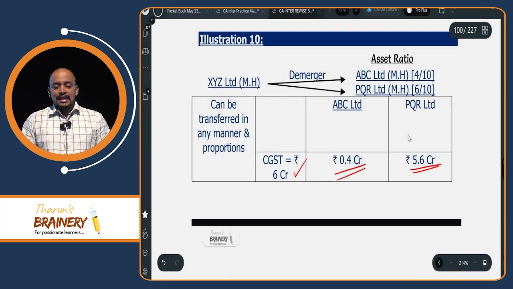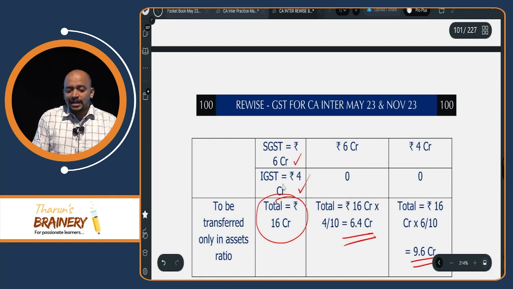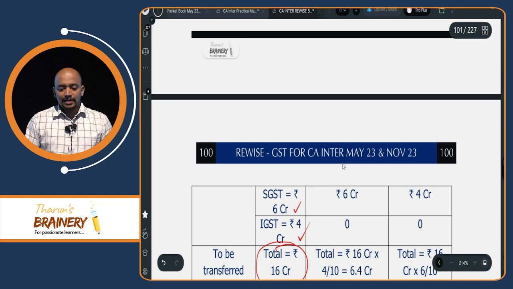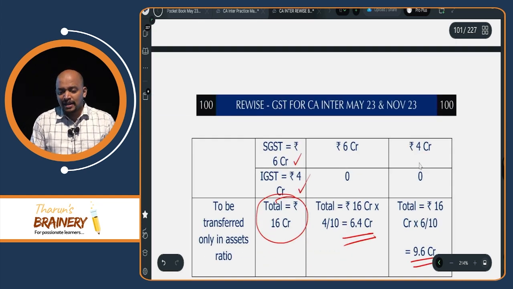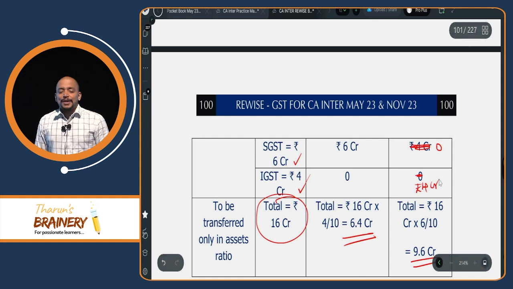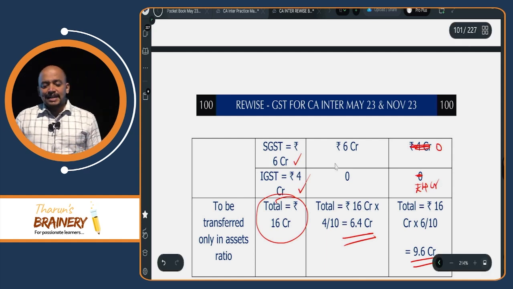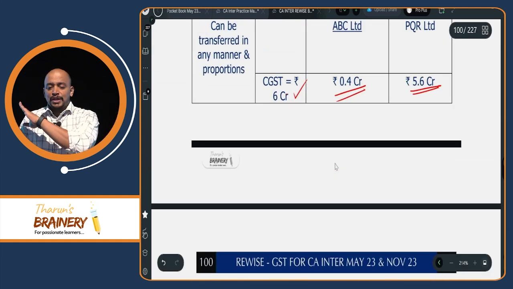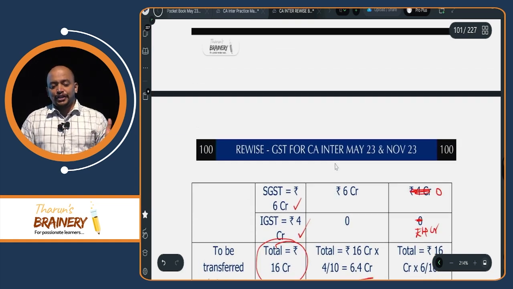Got it? Then, I am not giving any IGST to ABC, but sorry, alignment issue, this is 0 and this is 4 crores. And I am transferring 4 crores to PQR. Then SGST, I have not transferred anything to PQR and fully I have given to ABC.